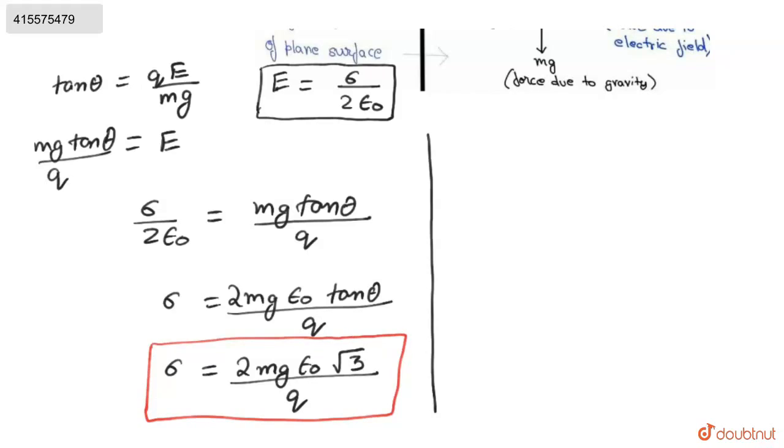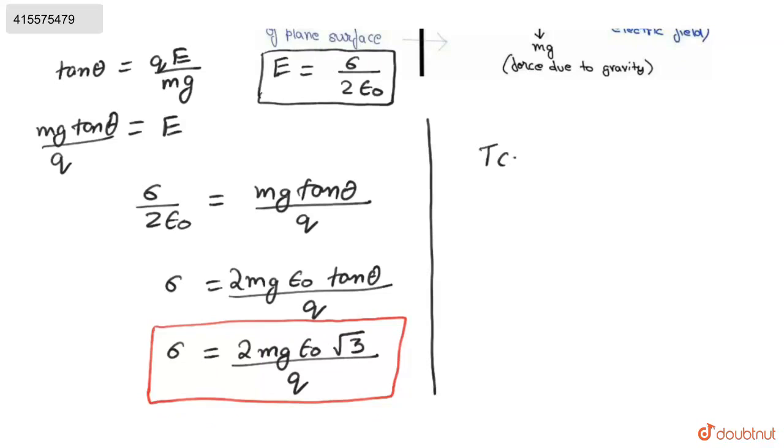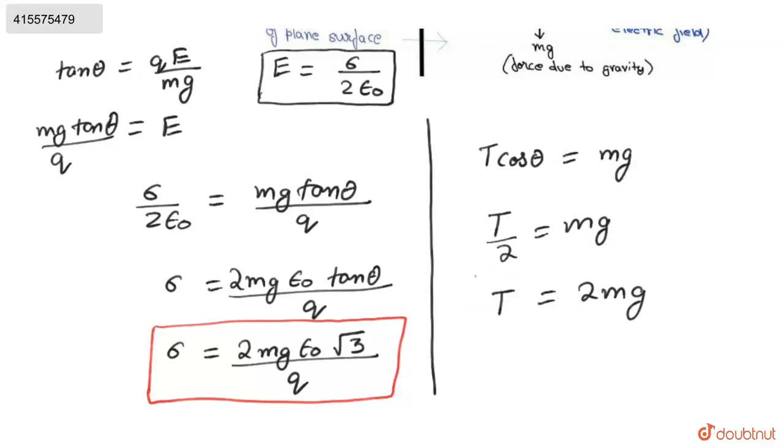Now for the second part, we can use any of the two equations that we wrote above. Let us say we will use our first equation, then T cos theta equals mg. We will put the value of theta here. So cos 60 is 1 by 2. So T upon 2 equals mg. So we will get T equals 2 mg. This is our answer for the second part.